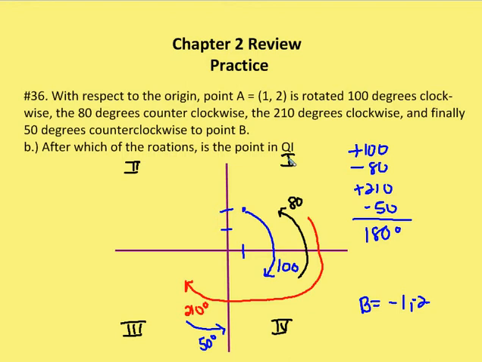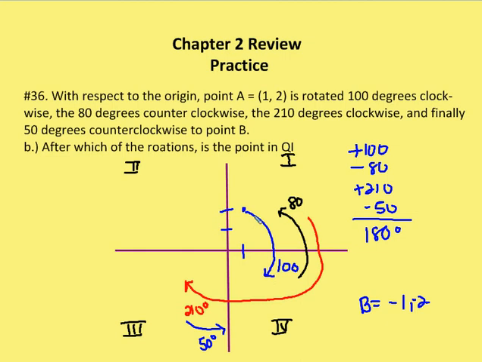So we start in the upper right-hand quadrant, this is 1, and then the upper left quadrant is 2, bottom left is the third quadrant, and the bottom right is the fourth quadrant. So it's asking us after which of the rotations is the point in the first quadrant. So we know before any rotations the point is in the first quadrant. We rotate it 100 degrees, and then we rotate it back 80 degrees.